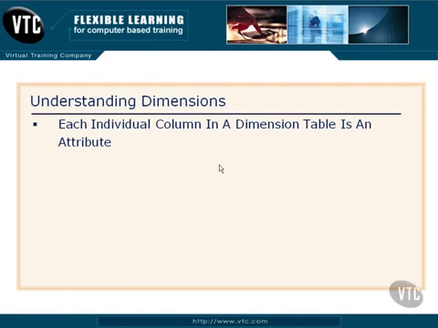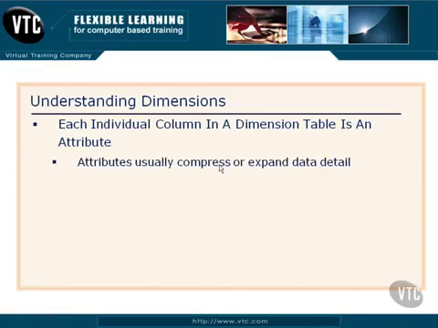Well, when you're dealing with dimensions, each individual column in a dimension table really becomes kind of an attribute that we can use to describe or to further define that fact or that number that's being pulled from the fact table. And the attributes will generally compress or expand the level of detail that we can see on that data. Now keep in mind, data can be discretized into smaller summarized groups.